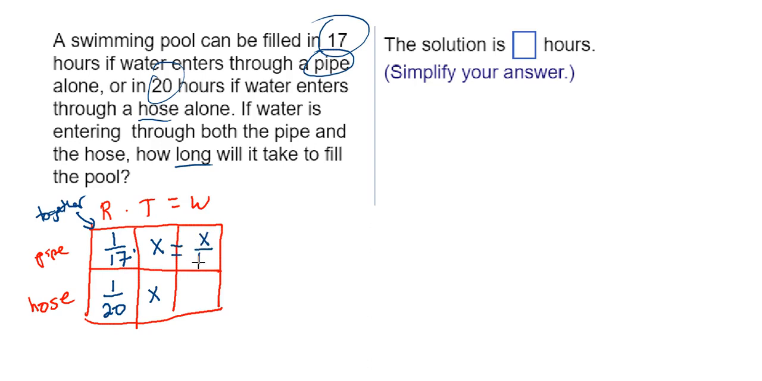So now that we have the first two columns filled in, we'll multiply those together. We'll get X over 17 here. So think of this as X over 1. This time I'll just go ahead and multiply them together right away instead of doing it later. Same thing here. Think of this as X over 1. When you multiply these fractions together, you get X over 20.